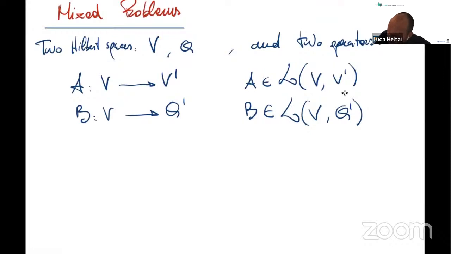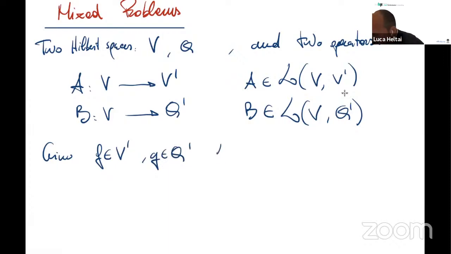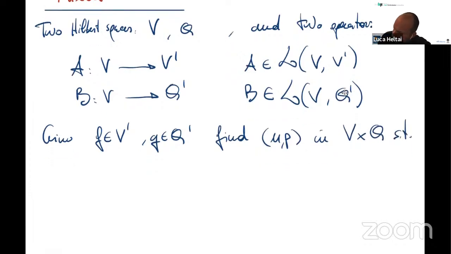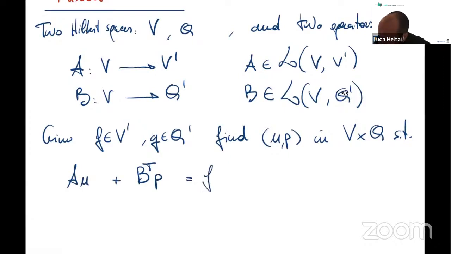The general problem that we want to solve is the following. Given F in V prime and G in Q prime, find (U, P) in V times Q such that AU plus B transpose P equals F and BU equals G.